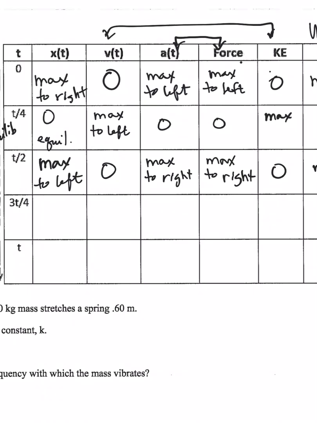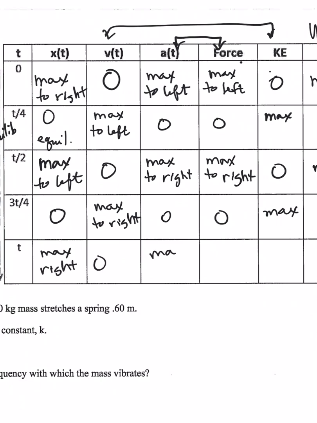All right. Now we're back to what? So displacement is 0. Max to the right. Yep. 0. Max to the right. 0, 0, max and 0. And then finally we're back where we started, which means what? Max to the right. Yep. 0 velocity. Max to the left for acceleration and force. 0. Max to the left. Max left. 0 and max. In other words, these are the same, aren't they?